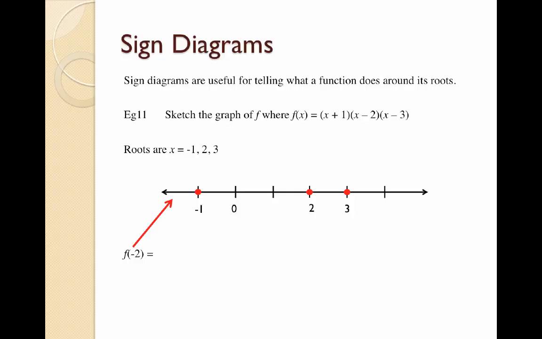So the first thing I'm going to do is sub in minus 2 into my function, and that's going to give me an answer of minus 20. This means that my function will start below the line to the left of minus 1. The next thing I'm going to do is sub in 0. This will tell me what happens after x is minus 1. And I get an answer of 6. This means that it's going to be a positive number after x is minus 1.